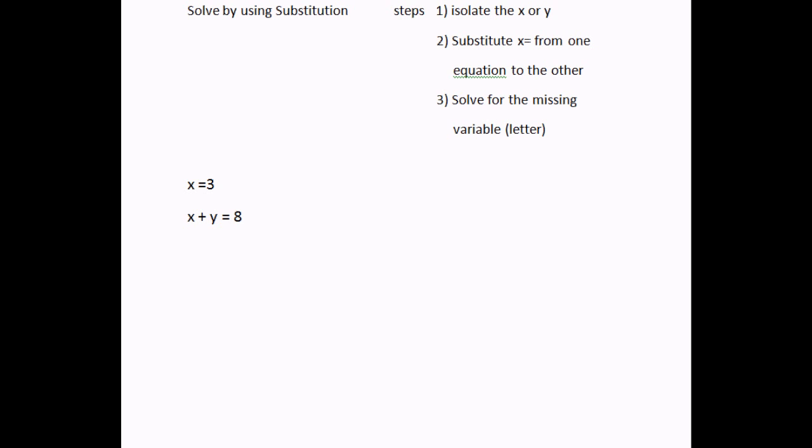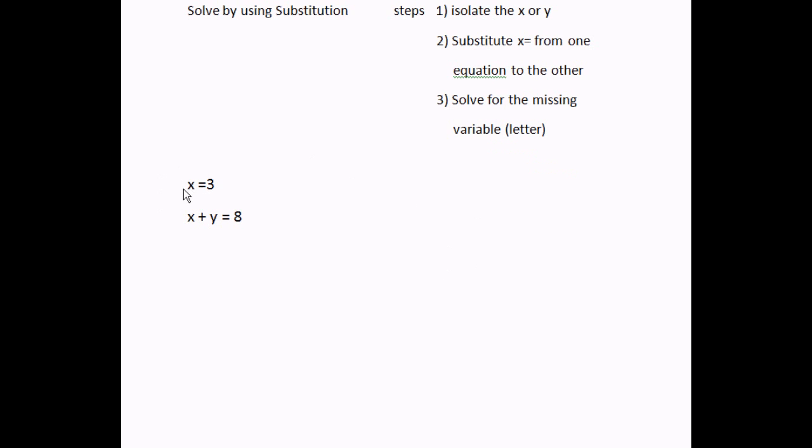This video is on solving by using substitution. The steps for solving by using substitution are: 1. Isolate the x or the y. 2. Substitute that x or y from one equation to the other. And step 3, solve for the missing variable.